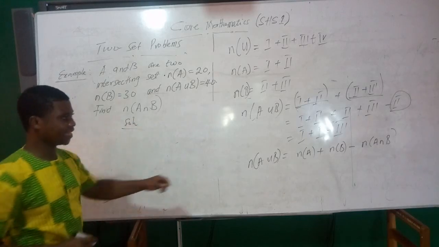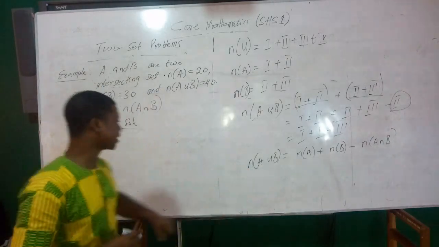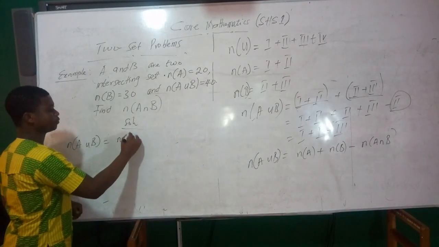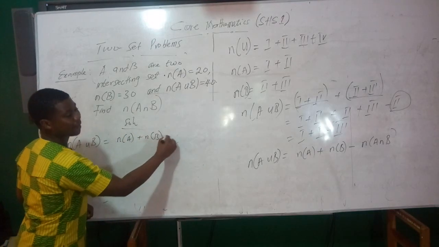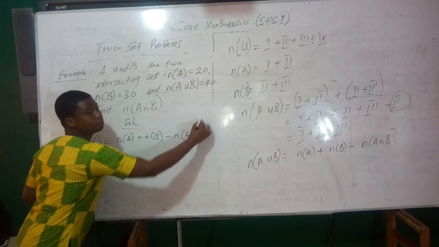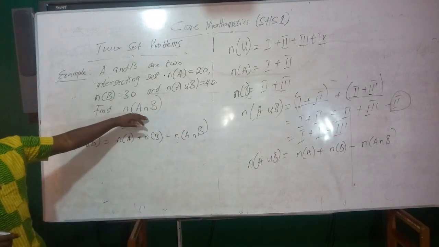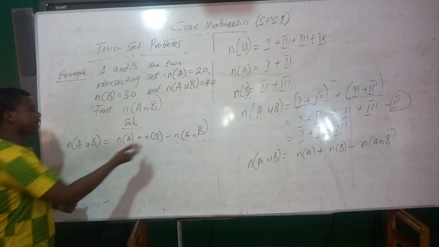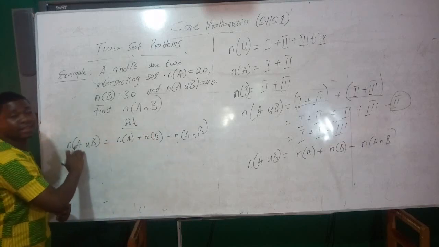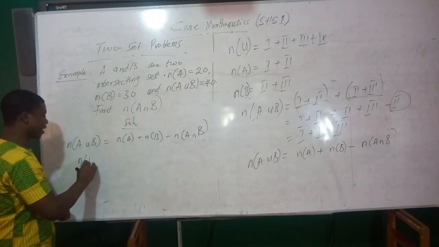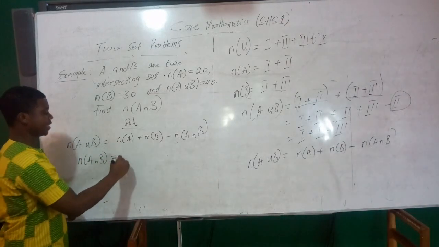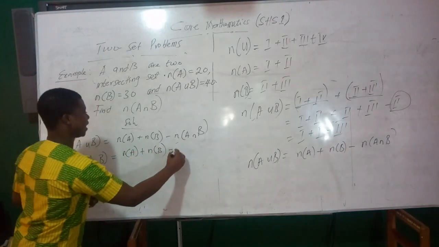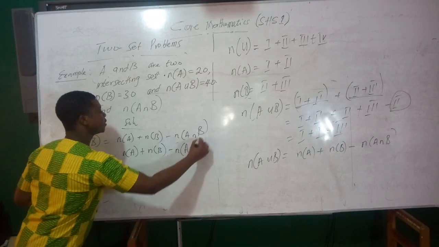So if you look at the formula that we generated here, it tells us that N of A union B is equal to N of A plus N of B minus N of A intersection B. But this question is telling us to find N of A intersection B. So we can make that the subject. We bring N of A intersection B here, then this one goes there. So N of A intersection B is N of A plus N of B minus N of A union B.